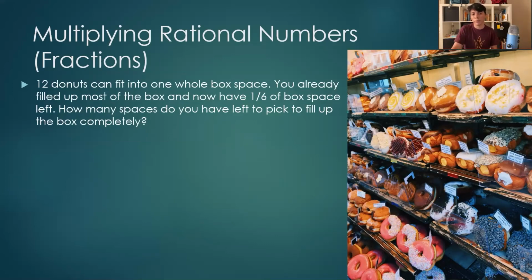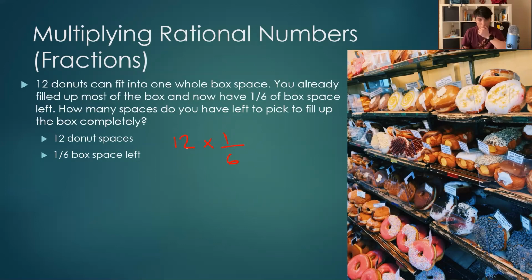So if we know that the box can carry 12 donuts because it has 12 spaces for 12 donuts, and we also know that we have 1/6 of the box that's empty, that's left. So how many spaces or spots for the donuts do we have? So what we do here is we take 12 and we multiply it by 1/6.